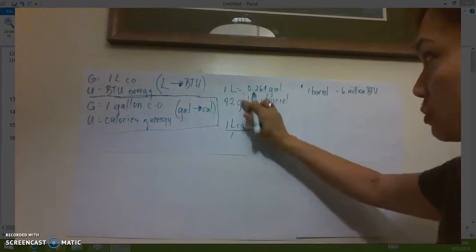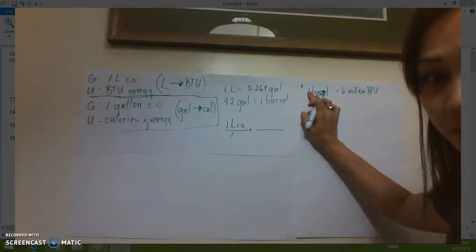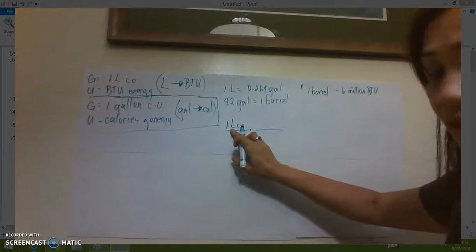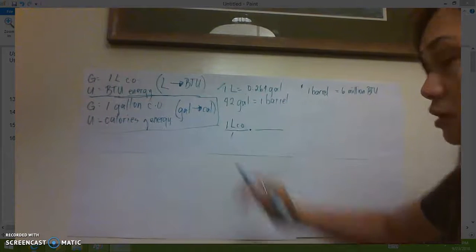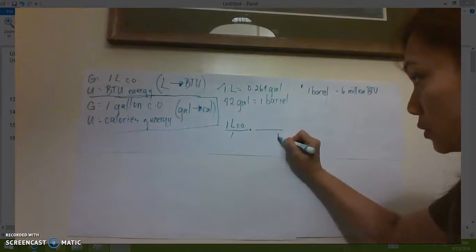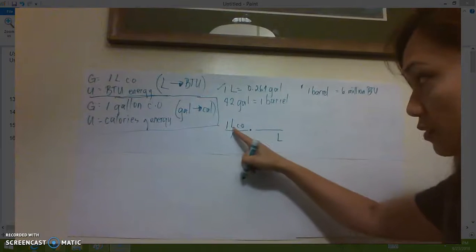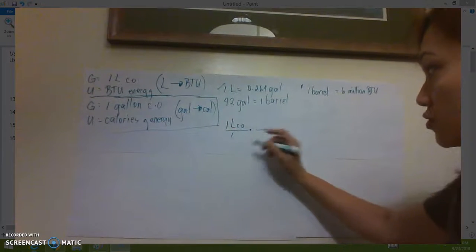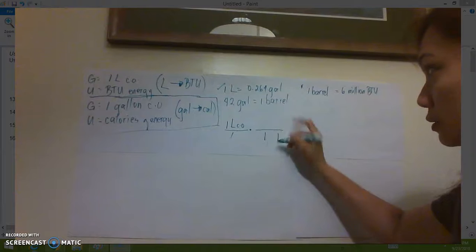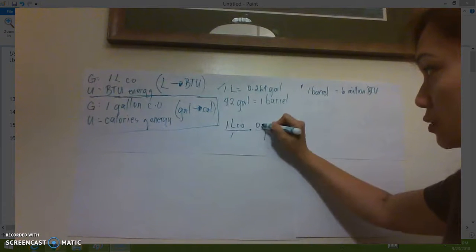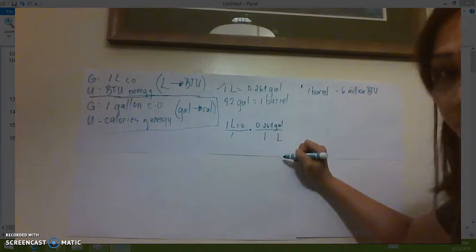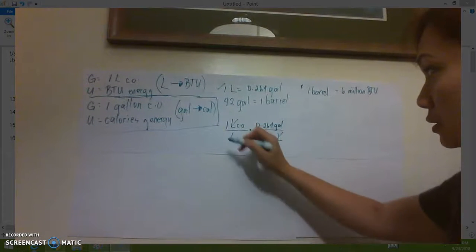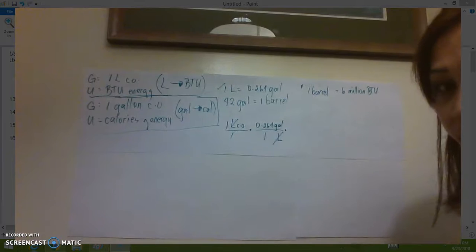Question is, which between the three can I use first to cancel the unit liter? Obviously, I'm going to use this one. So I'm going to put a check, and I'm going to put liter on the denominator because the other one is in the numerator. So I will put 1 liter is equal to 0.264 gallons. Cancel liter and continue with your next factor.